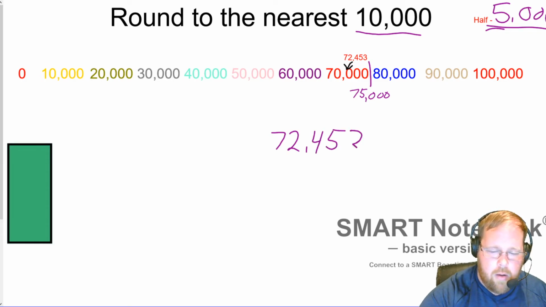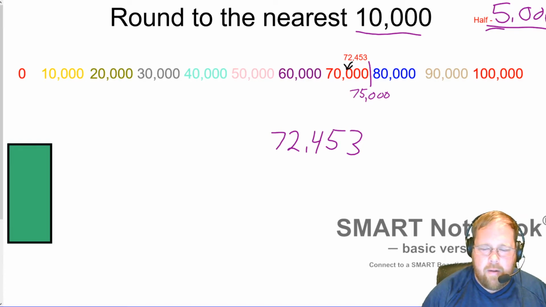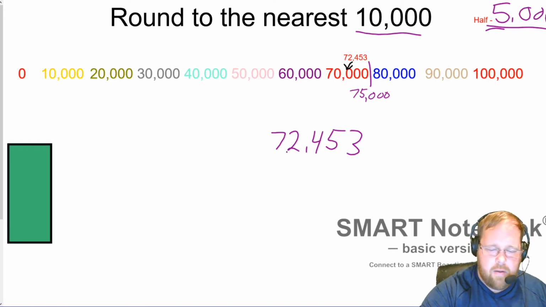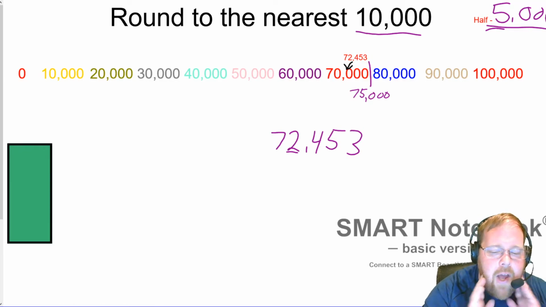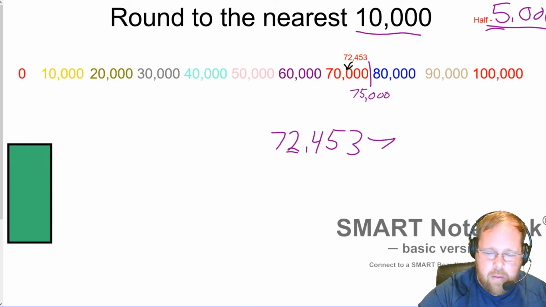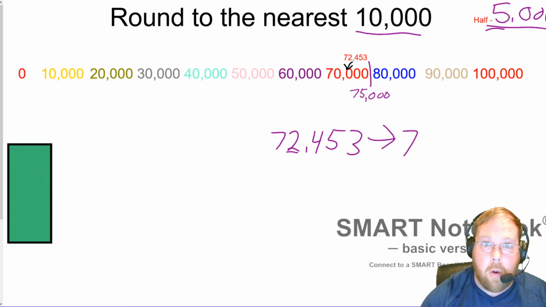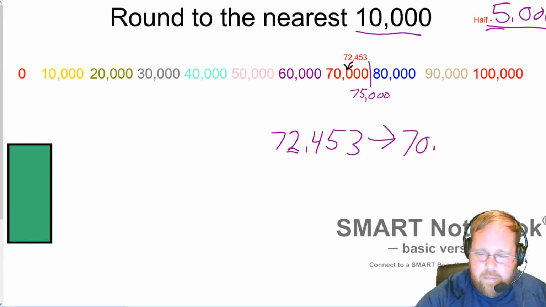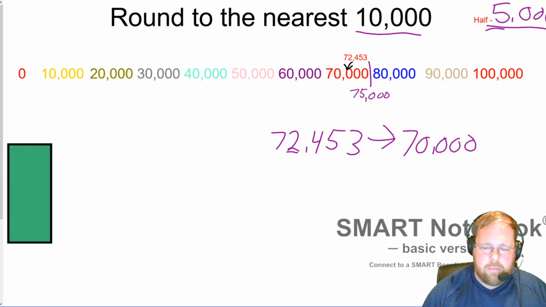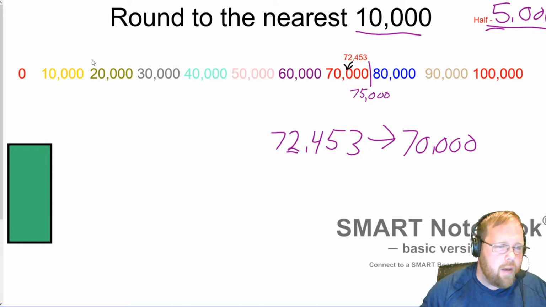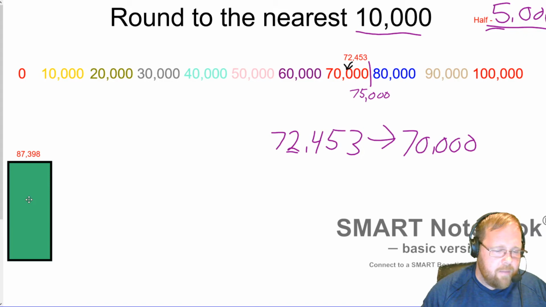72,453. You noticed that if this right here is less than 5,000, you're going to round down. So 70,000. Wonderful. Let's keep going because you're rock stars.